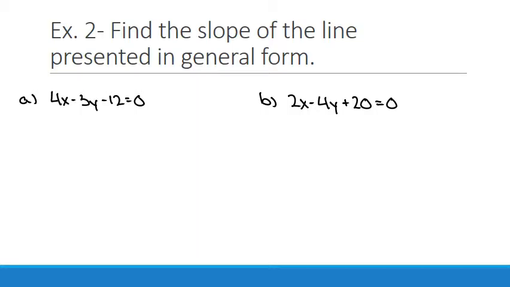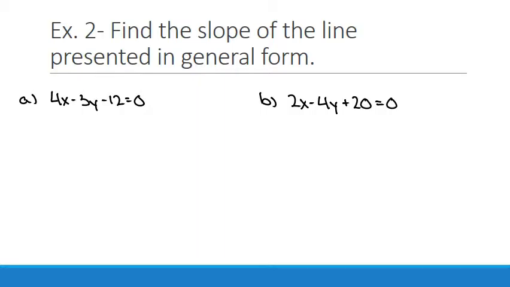Example 2. Find the slope of the line presented in general form. Okay, so in general form, there is a way to find the slope if we want to do a bit of a calculation, but the easiest thing for ourselves is just rearrange it into something where it's easy to find the slope already. So if I could rearrange these into, say, slope-intercept form, then it would be really easy to find the slope. So that's what we're going to do.